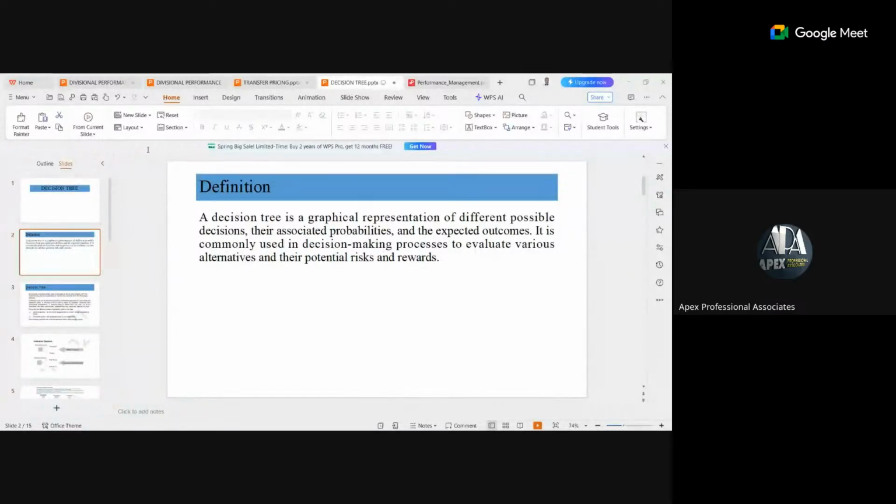So it's what we call the decision points or decision node and the chance node. The chance node can otherwise be referred to as uncertainty point.